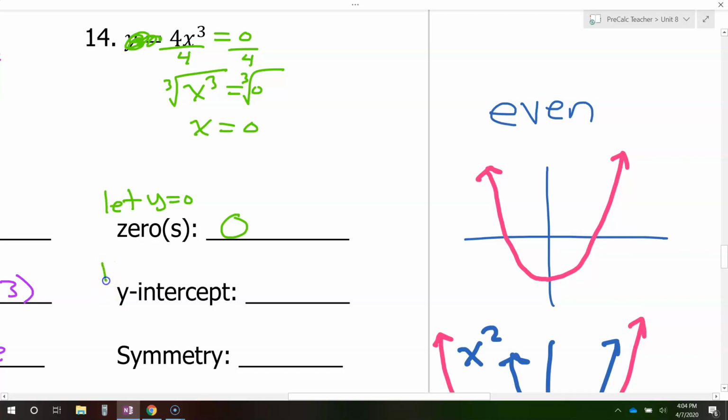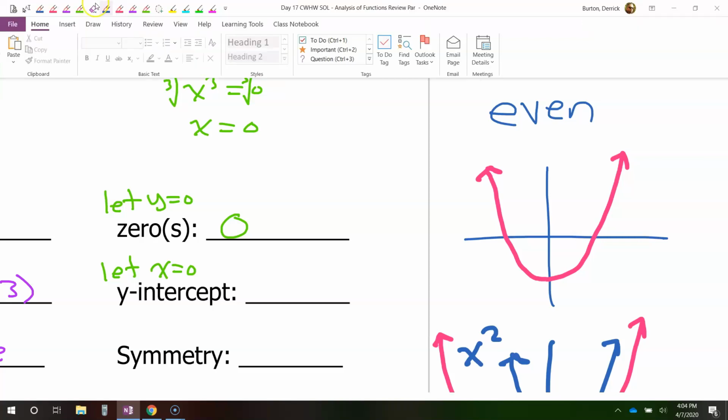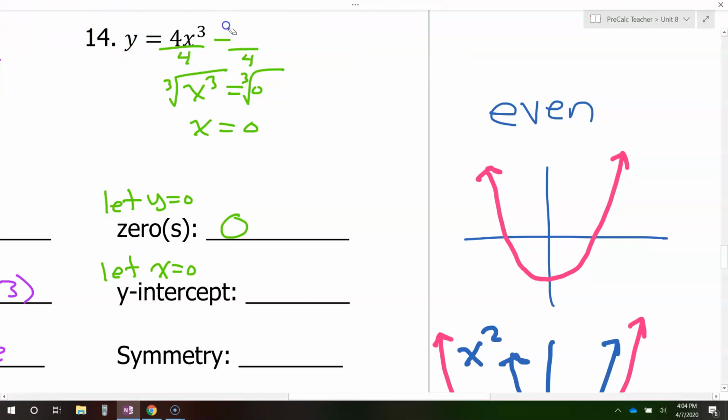For the y-intercept, I let x equal 0. And see what happens. Okay, so if I let x equal 0, I'm putting a 0 right here. The y-intercept is an ordered pair, so it's going to be a 0 comma something. If I plug in 0, I'm just going to get 0. So the y-intercept is 0 comma 0. If you just put 0, you're losing points. The y-intercept is an ordered pair. You must put 0 comma 0.